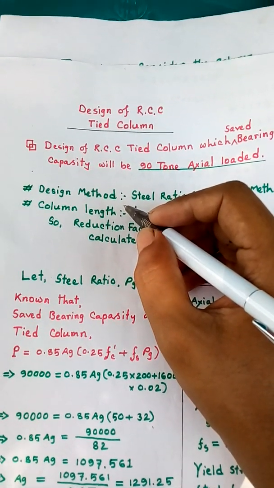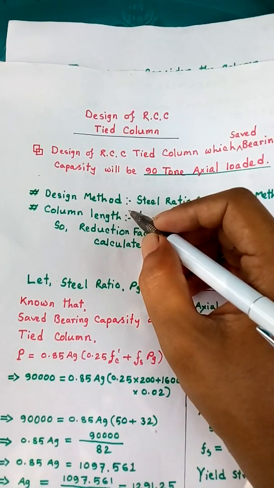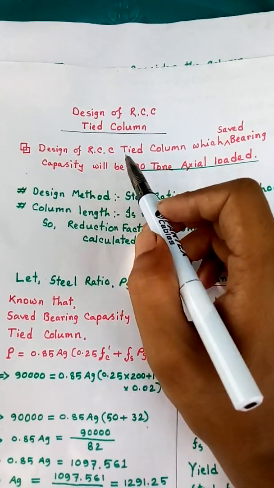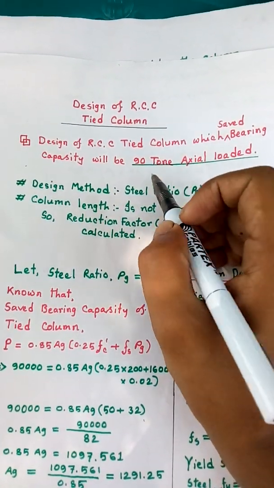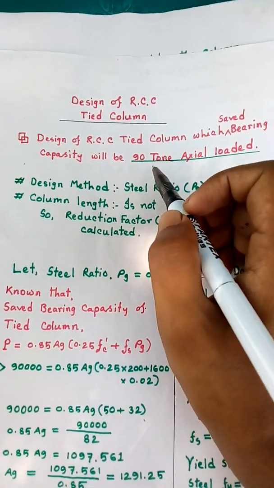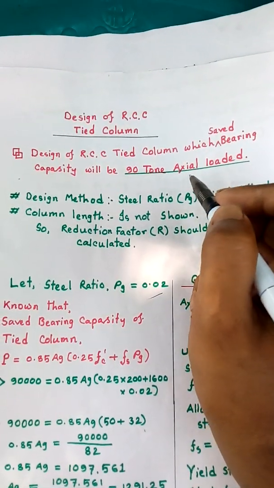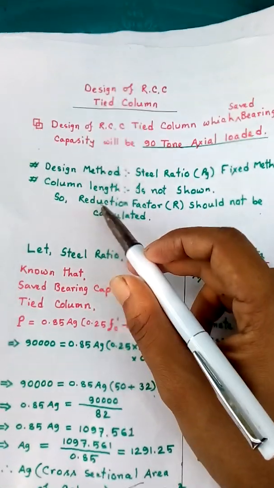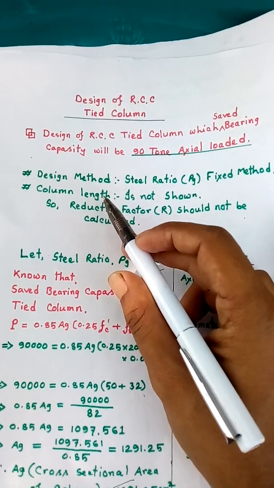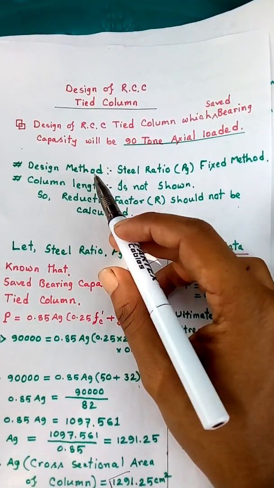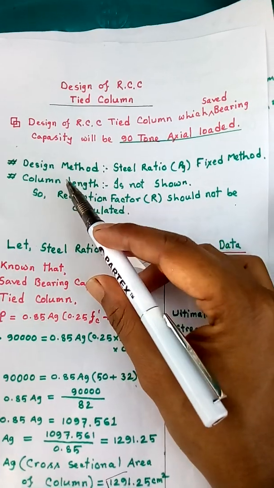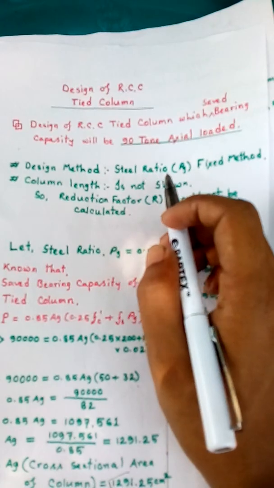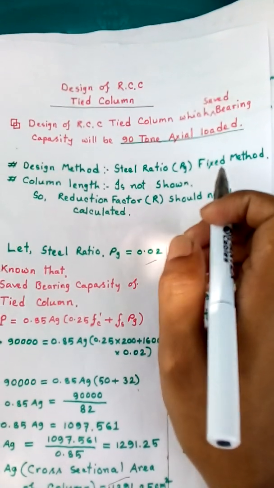In this tutorial we will learn about the design of an R.C.C tied column whose bearing capacity will be 90 ton axial load. There are three methods to design an R.C.C tied column. In this tutorial we have followed the steel ratio fixed method.